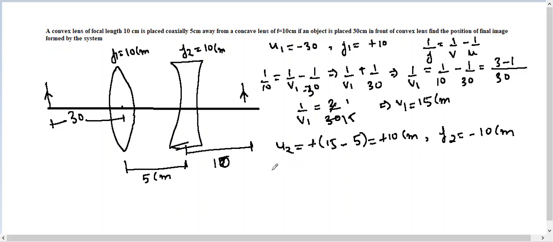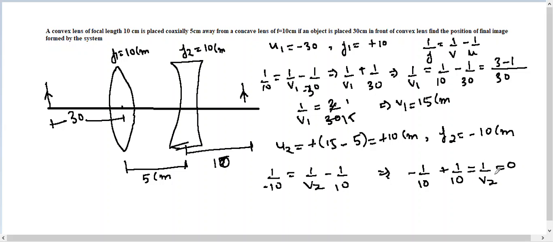Putting in the lens formula again, the values, minus 1 by 10 is equal to 1 by v2 minus 1 by 10. So minus 1 by 10 is equal to 1 by v2 minus 1 by 10, so 1 by v2 is minus 1 by 10 plus 1 by 10, which comes out to be 0. So 1 by v2 is equal to 0, which implies v2 is equal to infinity. That means the final image is formed at infinity.